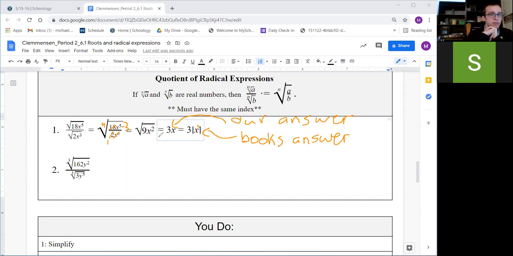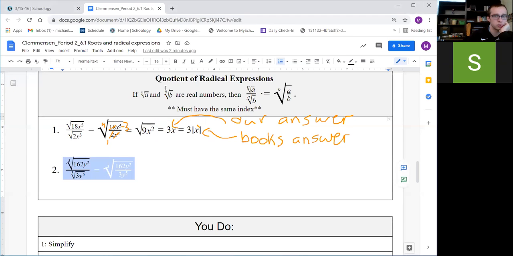Are there any questions about that process? Any questions about the absolute value bars? Any questions about how we simplify those fractions? Anything along those lines before we move on to number 2? All right, let's go to the last one. If you come up with a question on number 1, we can go back to it.